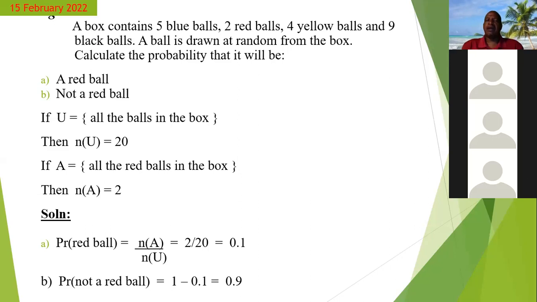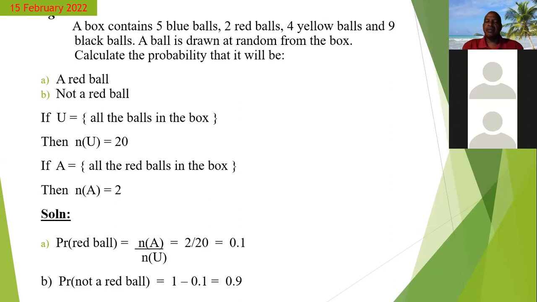Now, if we are in favor of getting a red ball, how many red balls do we have in the box? 2, sir. All right, so the probability of getting a red ball is how many red balls you have over the total. So how many red balls you have? 2 out of 20. The probability would be 2 out of 20. Now, if you convert that probability to decimal, you get 0.1. Now that's the probability of getting a red ball.